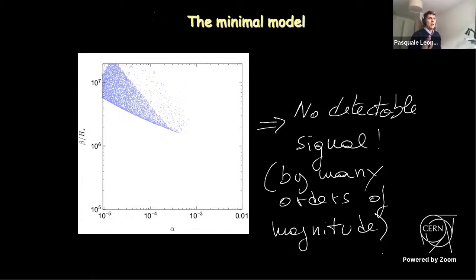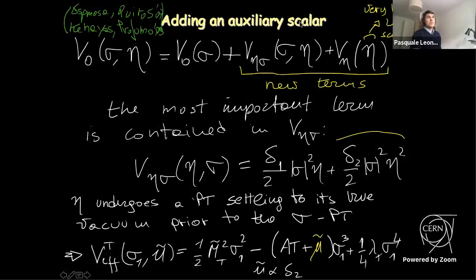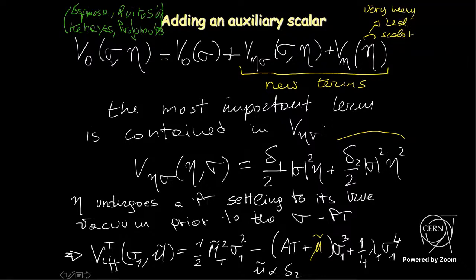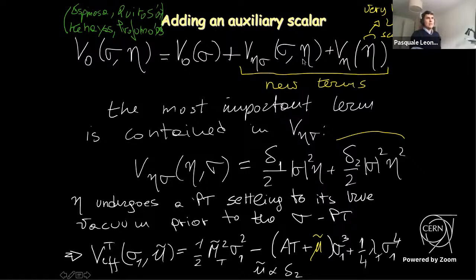We tried different deviations from this minimal model. You can see the paper for the full discussion, but let me tell you immediately what the best case is: to add an auxiliary scalar. This is a well-known trick in the case of electroweak baryogenesis, so we borrowed this trick from electroweak baryogenesis. You add an auxiliary scalar that I call eta. You can introduce new terms, and in particular, this term now can give rise to a cubic term at zero temperature that is non-zero, and this, as is well known, can greatly enhance the strength of the phase transition and also the gravitational wave signal.